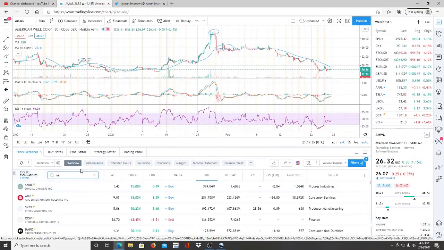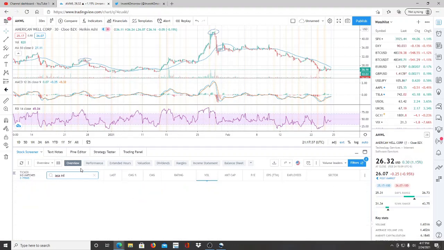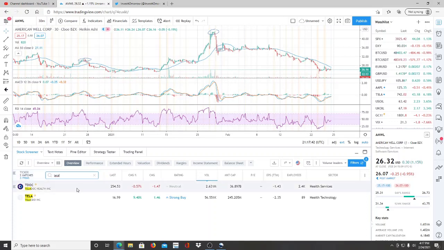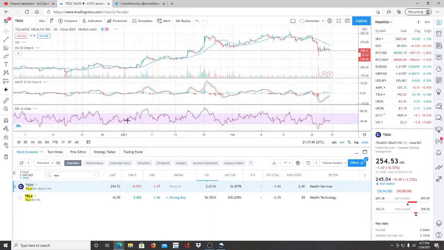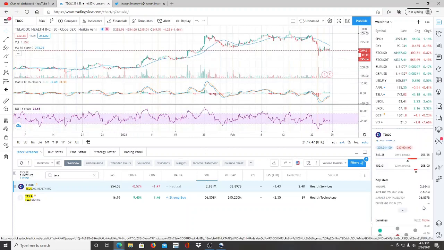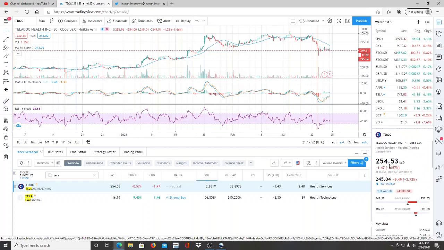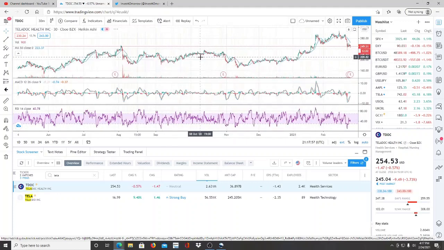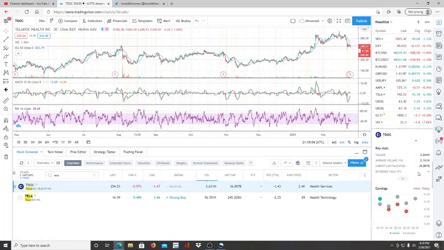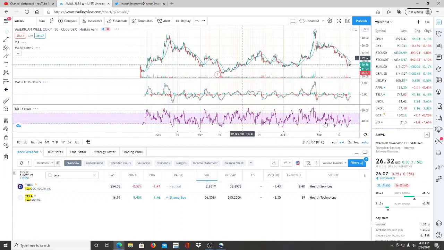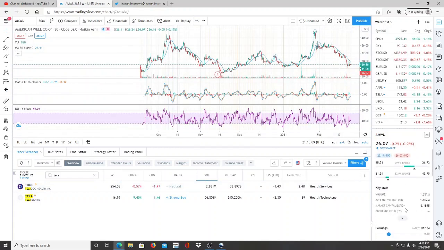Now think about Teladoc's market capitalization and also their total price per share. So their market cap here is 36 billion. Their price per share is $254, right? So I'm not saying that it's going to be the same exact graph and exponential growth, but it just shows us the potential. This is a $36 billion company, and American Well is a $6 billion company.